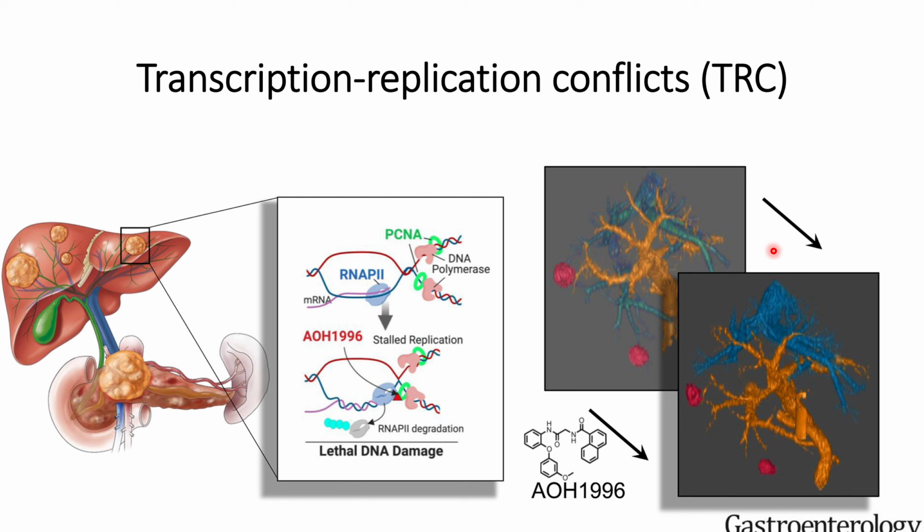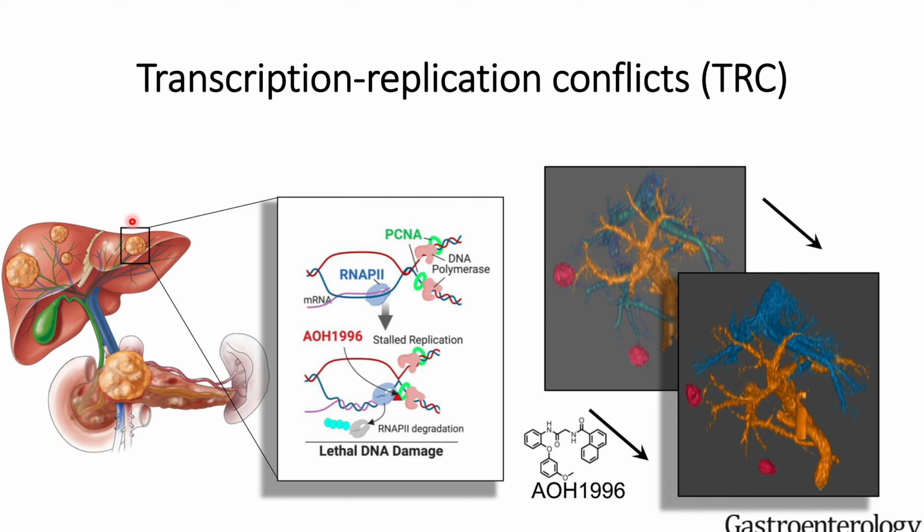In the paper, the researchers have shown that their reagent, AOH 1996, causes a decrease in tumors, both in in vitro conditions and also in in vivo conditions. They have checked patient derived xenograft samples in mouse models, and in that case also they have seen a decrease in tumors by increasing this TRC within the tumor cells.